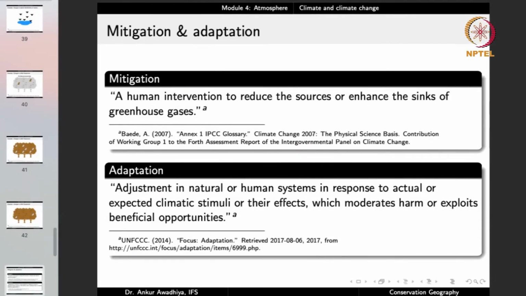Mitigation is a human intervention to reduce the sources or enhance the sinks of greenhouse gases. So what is happening is that today the majority of the climate change is because of human activities. Primarily because we are burning up fossil fuels, releasing carbon dioxide into the atmosphere, and at the same time we are removing our forests to make way for agriculture or ranching or habitations. So on the one hand, we are increasing the sources of carbon. We are putting more and more carbon dioxide into the atmosphere. On the other hand, we are reducing the sinks of carbon. That is those things that could have taken this carbon dioxide out of the atmosphere.